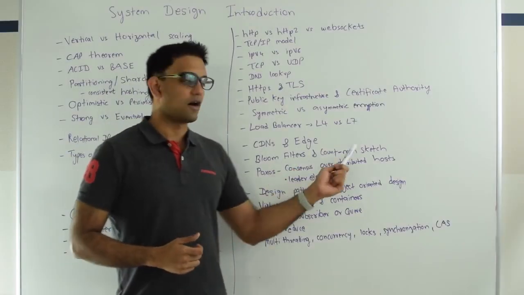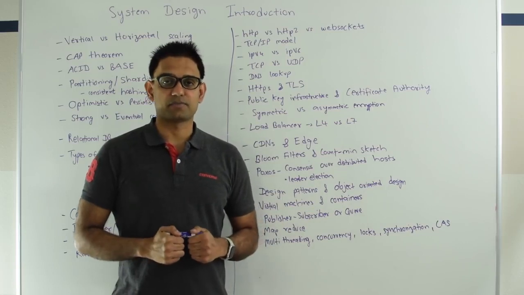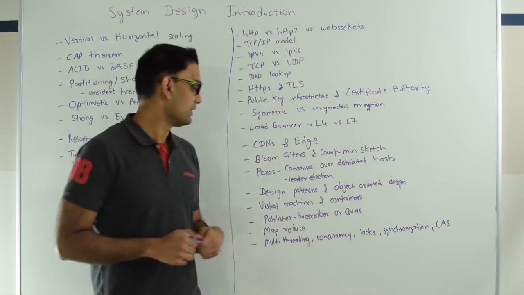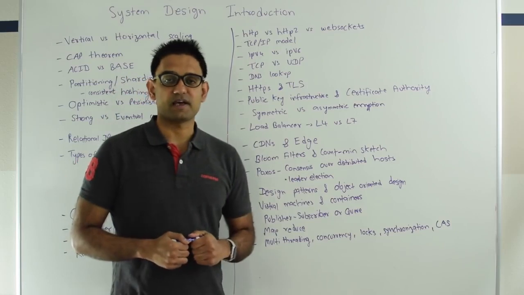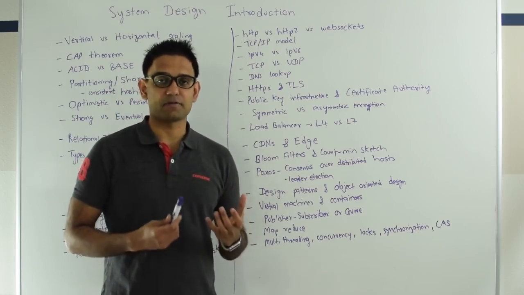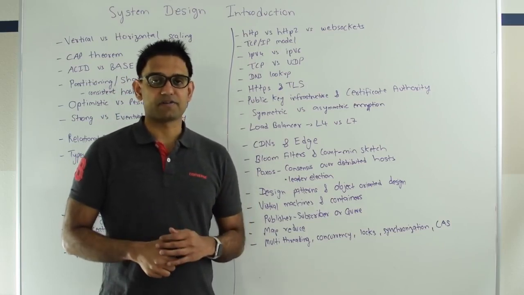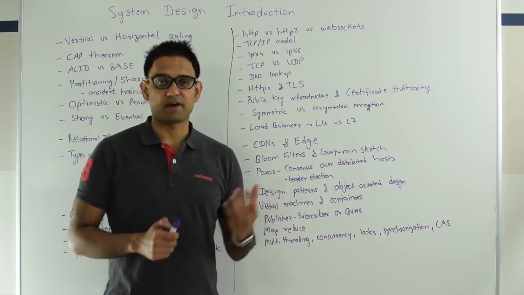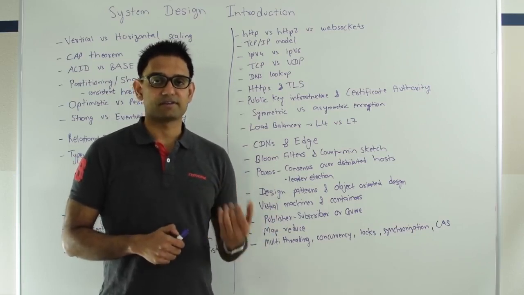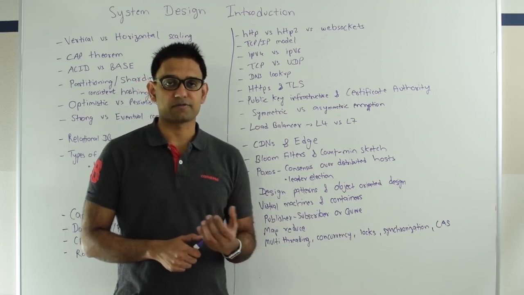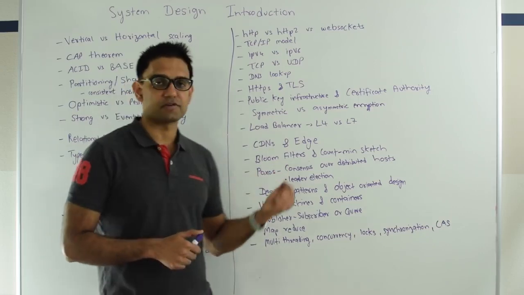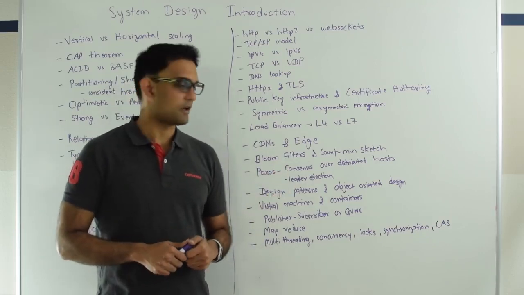Bloom filters and count-min sketch are space-efficient, probabilistic data structures. A Bloom filter is used to decide if an element is a member of a set or not. A Bloom filter can have false positives, but it will never have false negatives. So if your design can tolerate false positives, you should consider using a Bloom filter because it's very space efficient.